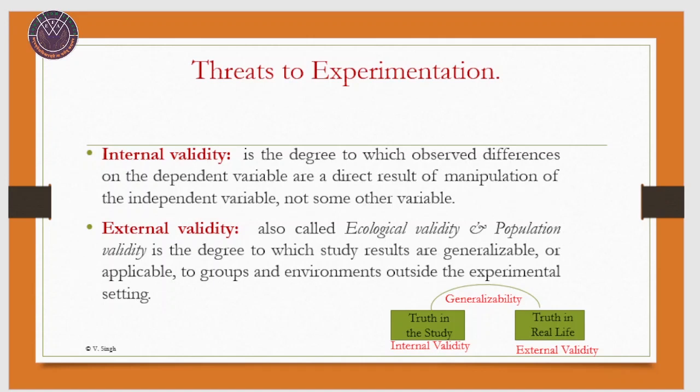The second validity is very easy to understand, that is external validity. External validity talks about the extent to which the study findings can be generalized to different settings, which we also know as ecological validity, and to different sets of audience, which is also known as population validity. Thus, it talks about how much the experimental research findings can be replicated, or we can say, what is the scope of the study.